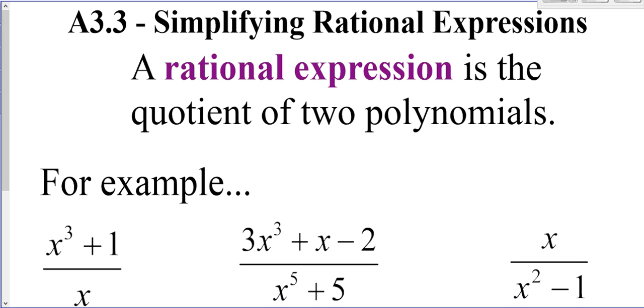All right, mathletes, here's 3.3, simplifying rational expressions. A rational expression is the quotient of two polynomials. Notice that both in the numerators and denominators of these rational expressions, we have polynomials. So we're going to look at simplifying those and doing some operations with them.